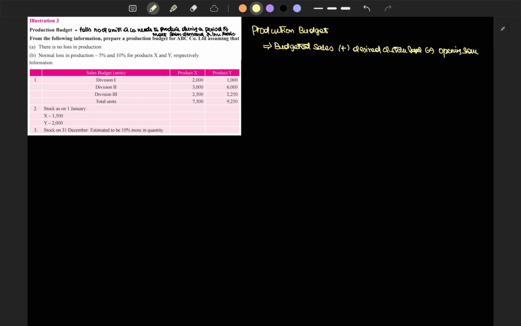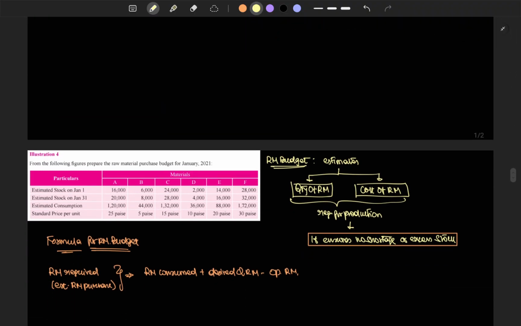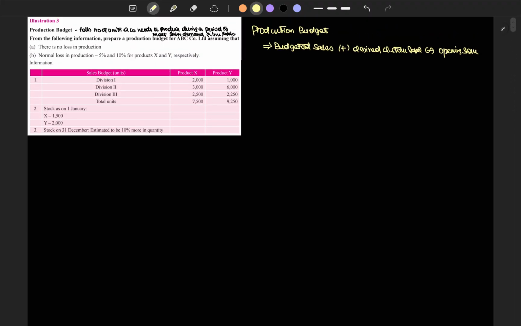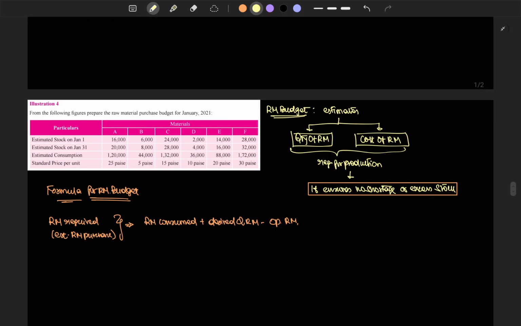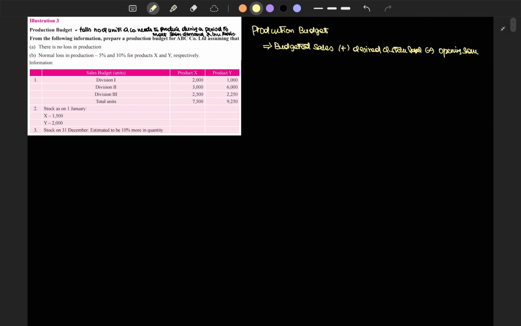Today I have brought you one problem from production budget and one problem from raw materials budget. These are all the subsequent budgets after we prepare the sales budget, so it would be a connected problem to yesterday's problem. This one problem is enough for production budget, and this one would be enough for raw materials budget. So let's get into the problem.